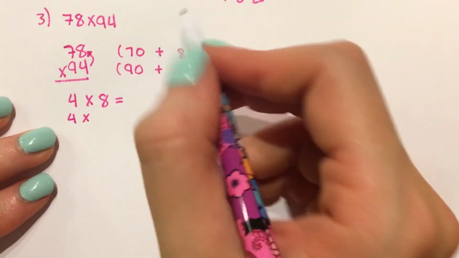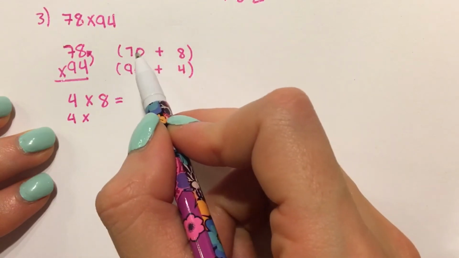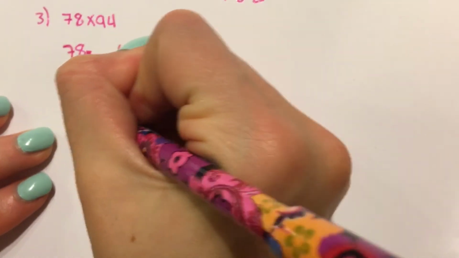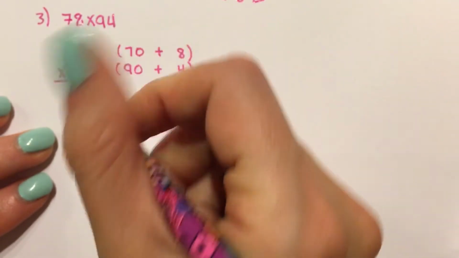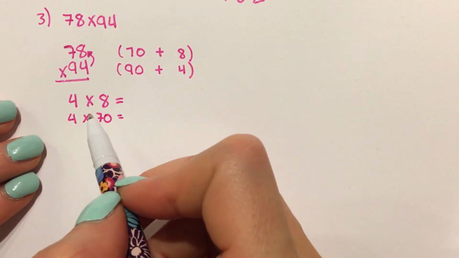70. If you said 70, you got it right, because remember, you did your 4 times your 8, and now you have 4 times that 7 means 70. So 4 times 70. Again, that 7's in the tens place, so you have to be putting 70. If you're putting 7, that's where you're going wrong.